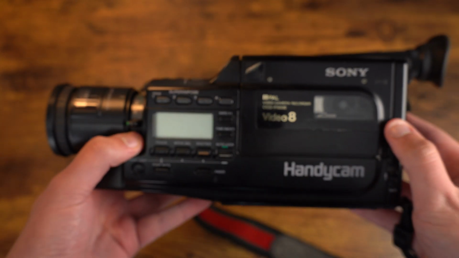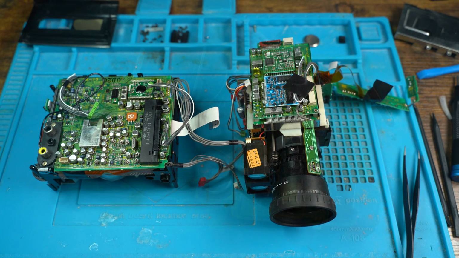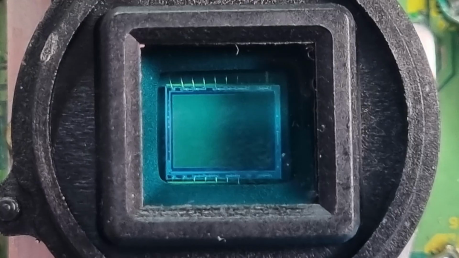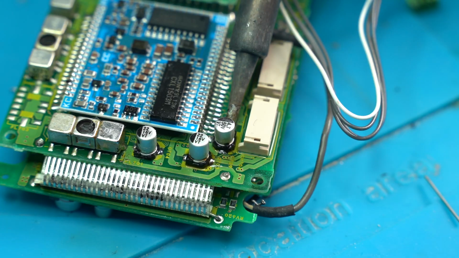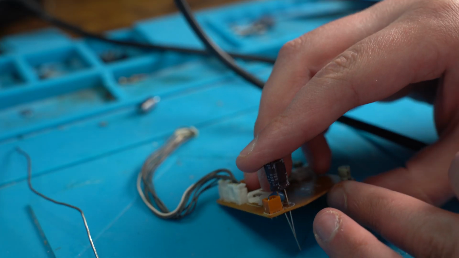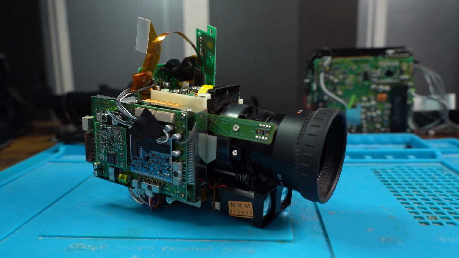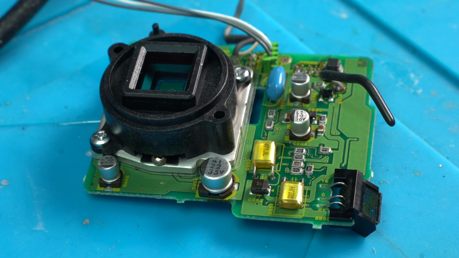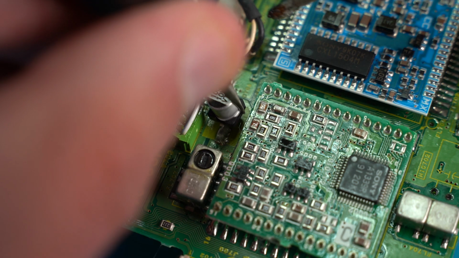In part 1, we disassembled the Sony CCD-F500E. We also explored the CCD sensor inside the camcorder and how it worked. And finally, we recapped one half of the camcorder. More specifically, the lens side of the camcorder and its capacitors, which were leaking and all needed to be replaced.